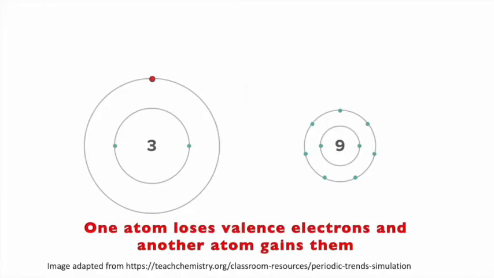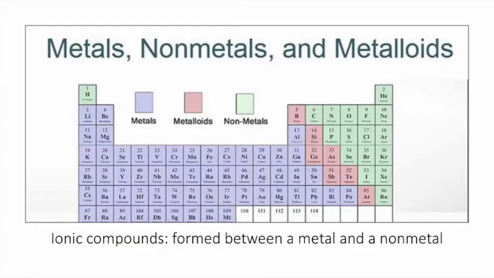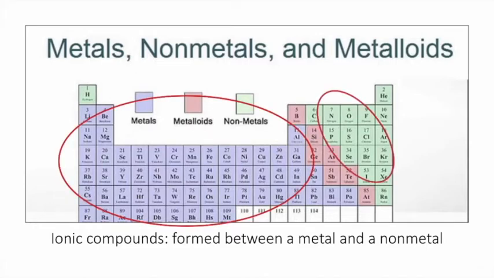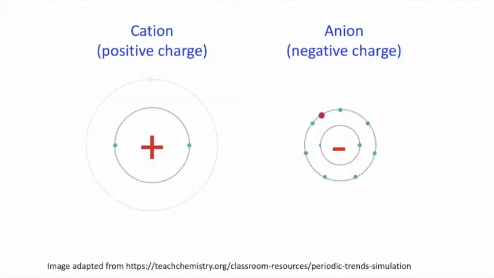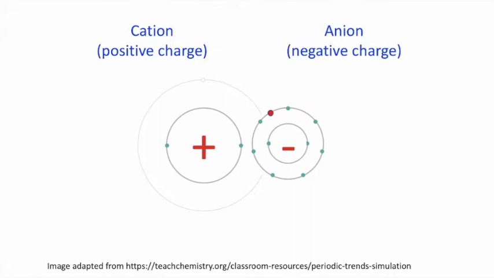You'll remember that in ionic bonding, one atom loses valence electrons and another atom gains them. The ions that lose electrons are usually metals, and the ions that gain electrons are nonmetals. Atoms that lose electrons become positively charged cations. Atoms that gain electrons become negatively charged anions. The opposite charges attract each other. But it's not simply a 1-to-1 or 1-to-2 or 1-to-3 relationship.